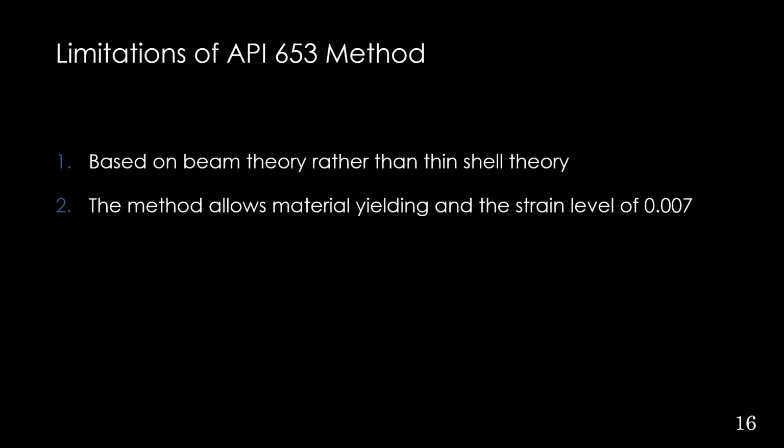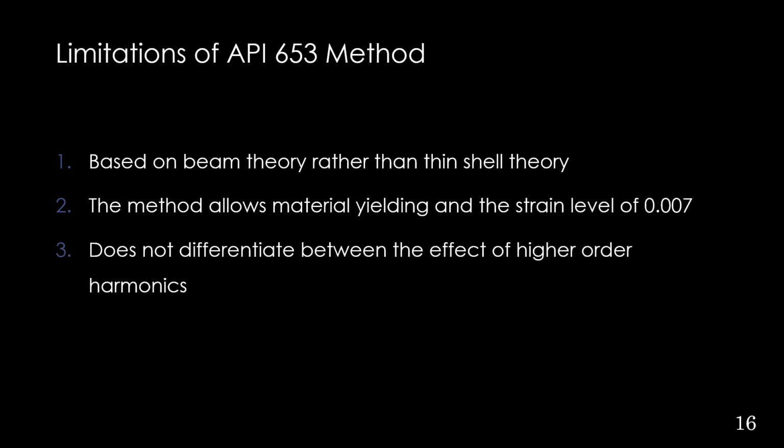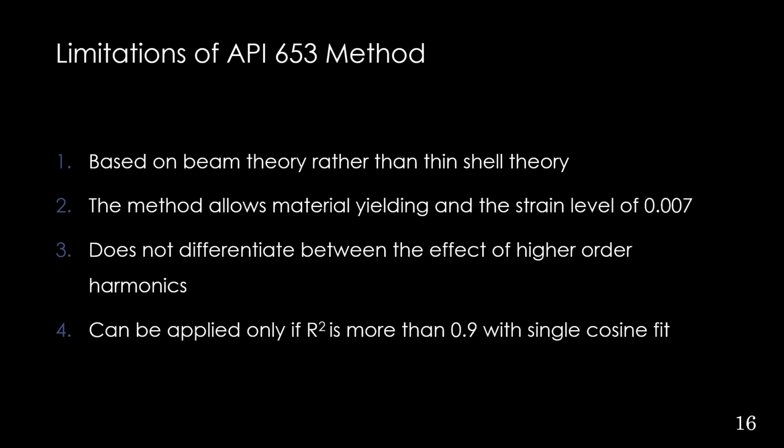Second, even after the factor of safety, the material at failure goes beyond yield stress and has a yield strain of 0.007. Third, it does not differentiate between different harmonic components. There's a single value which caps the maximum settlement. Fourth, the method can only be applied if the R square value with a single cosine fit is greater than 0.9.